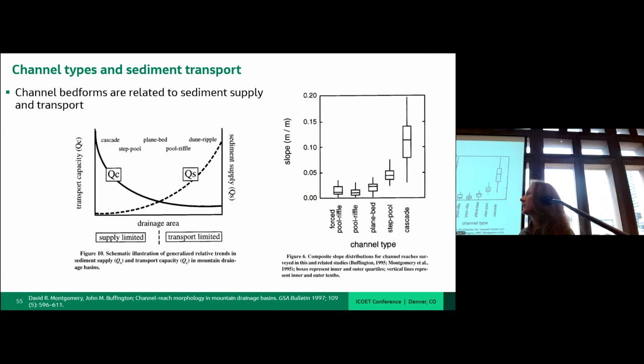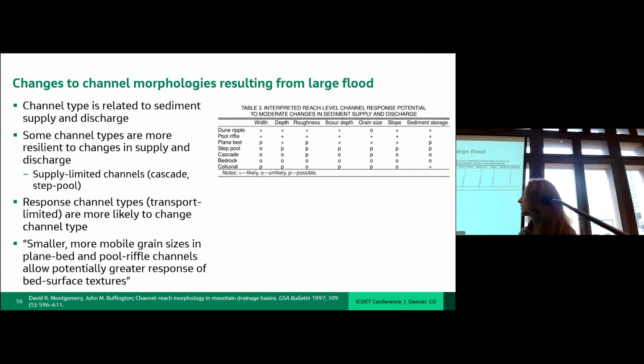And that ends up being reflected in the sediment supply and the sediment transport. So again, channel types that they have preference for are dependent on the sediment supply, sediment transport characteristics of those channel types, and it also has a strong dependence on slope. So some channel types are more resilient to the effects of large floods than others. Those that are supply limited, the transport reaches, cascade and step pool, they tend to come through large floods without a lot of change in their morphology, without a lot of change in their bed texture. The channels that have smaller, more mobile grain sizes, plain bed, pool riffle, they tend to be more vulnerable to the effects of large floods.